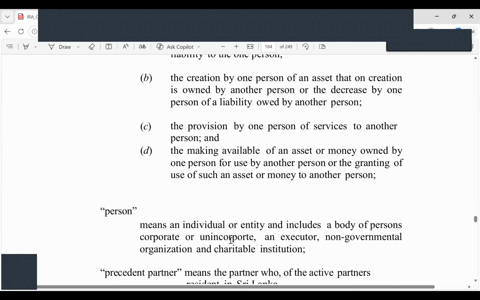One person asked about the difference between person and individual. So here you can see person means an individual or entity. That means individual is also included under person. So individual or entity all together will be a person. So person is not only one individual, but individual plus entity. Entity means company and partnership are also included.